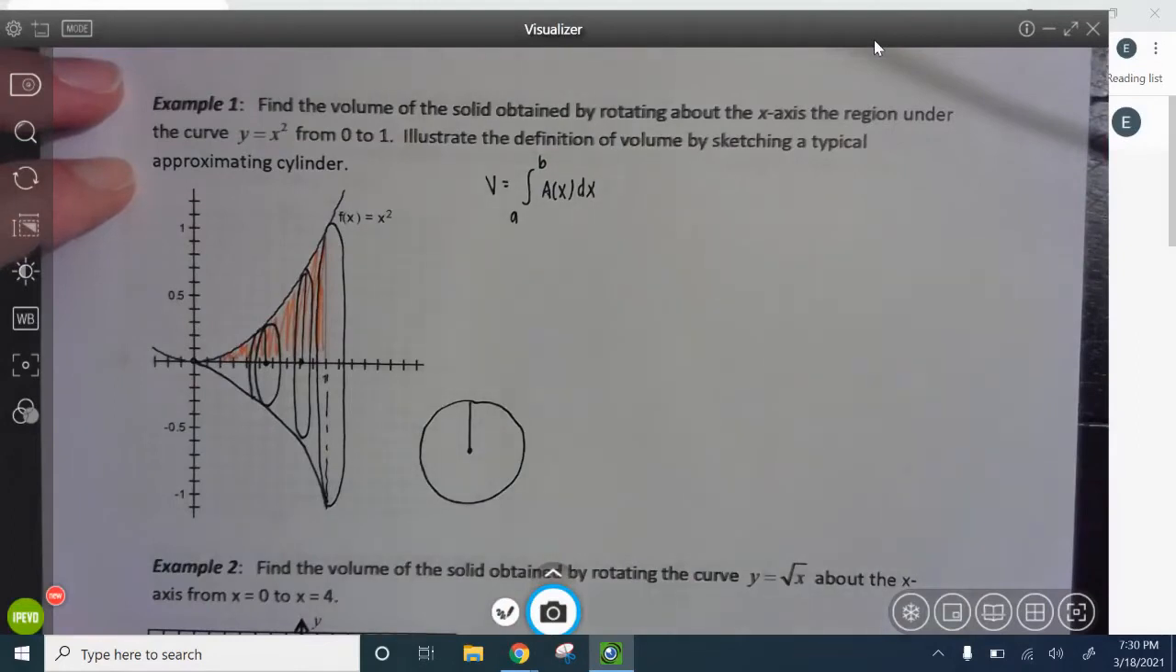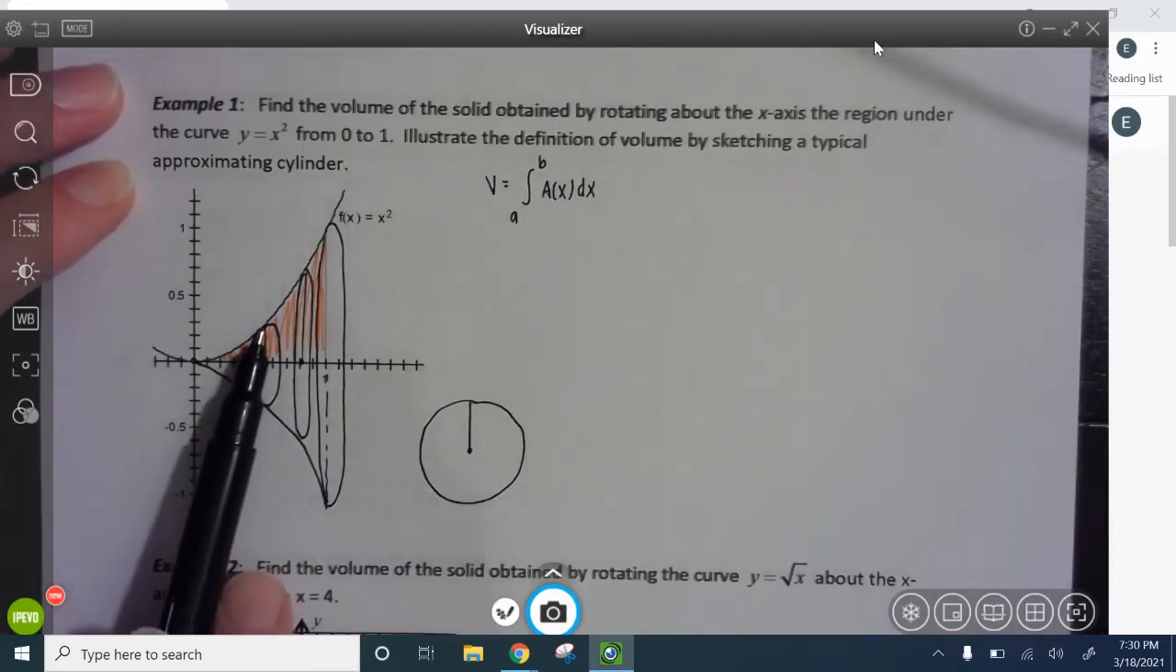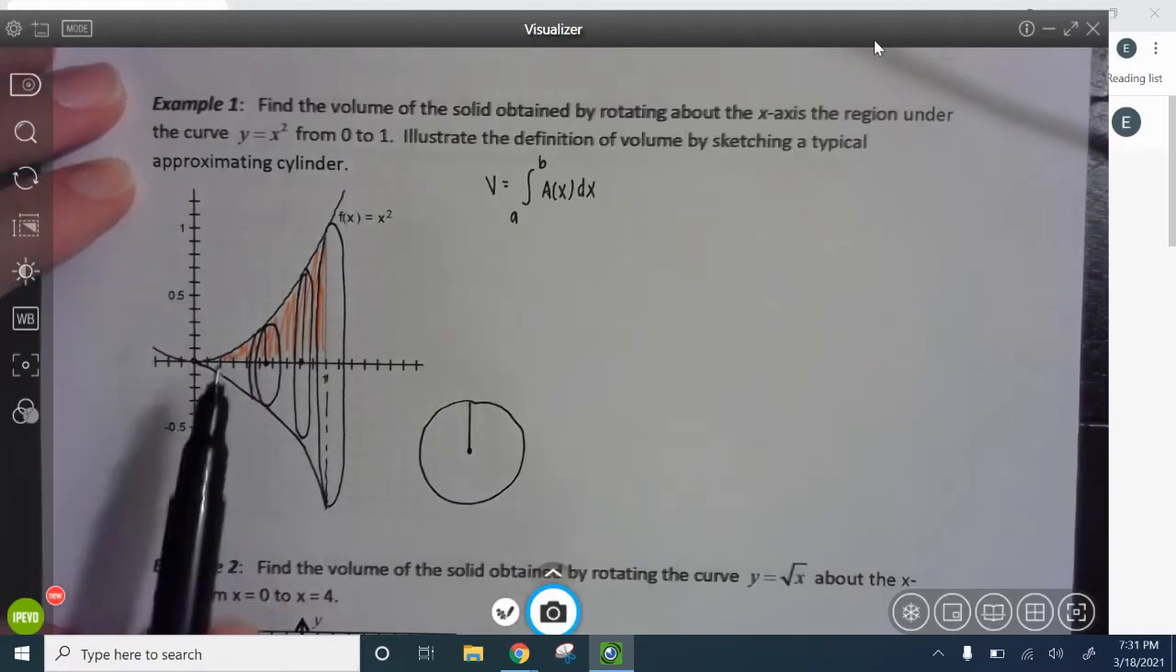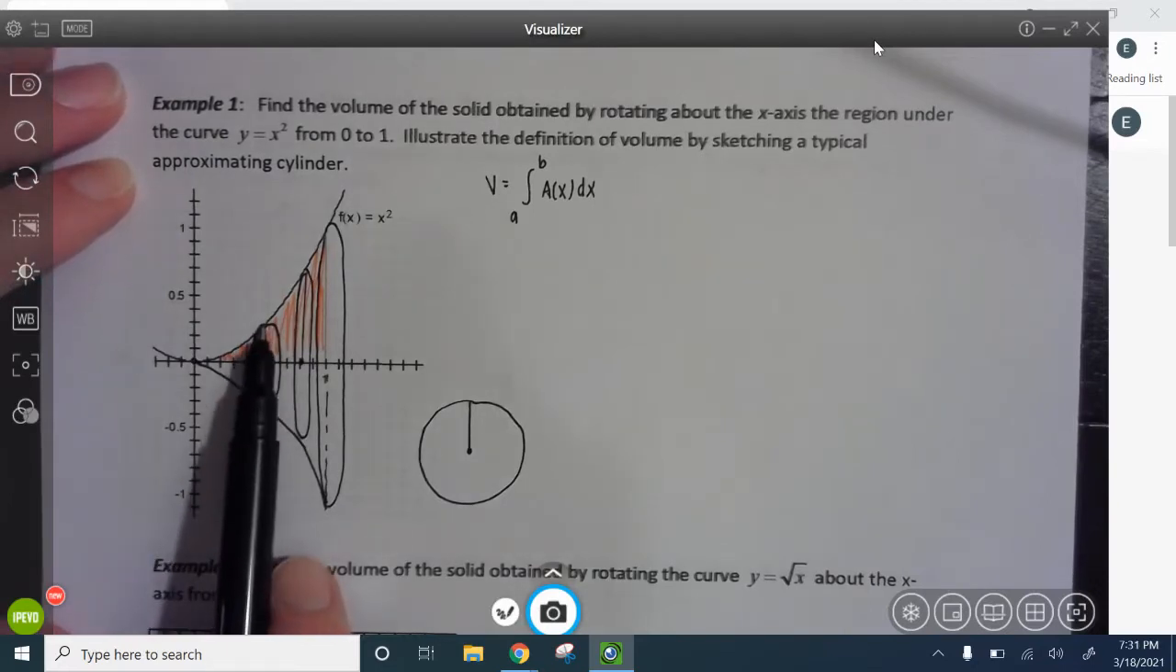So here, the radius, if we think about this in terms of how we were integrating top minus bottom, our top of our radius is just our x squared function. Our bottom is actually just the line y is equal to 0. So our radius is actually just going to be this x squared minus 0.